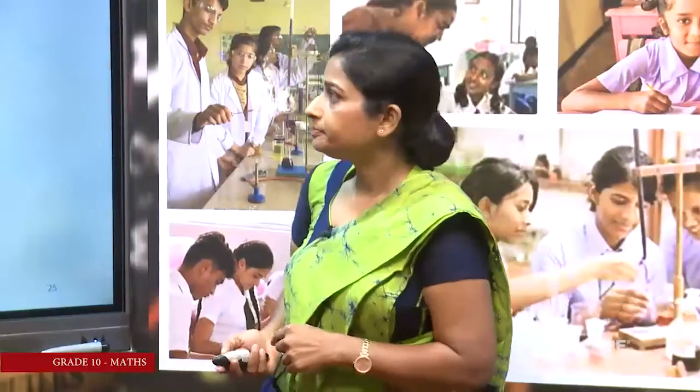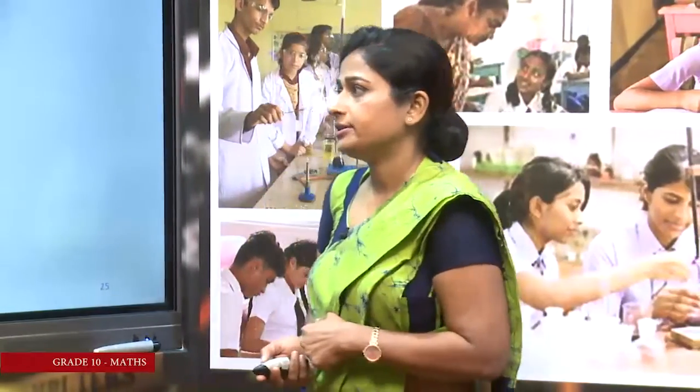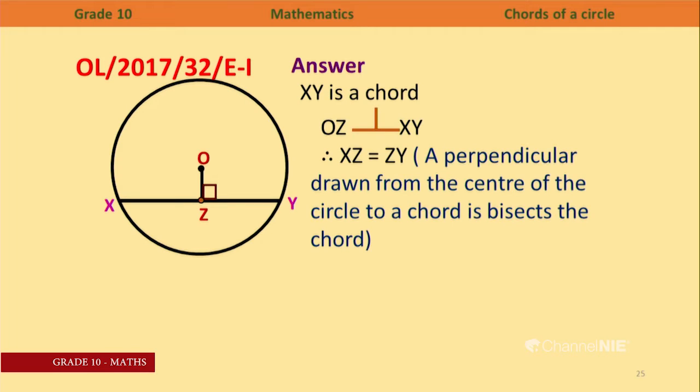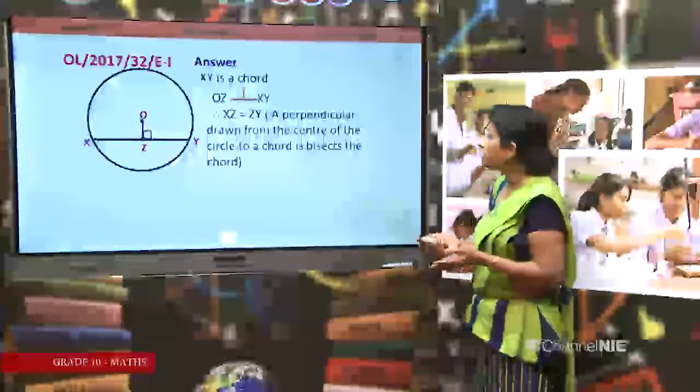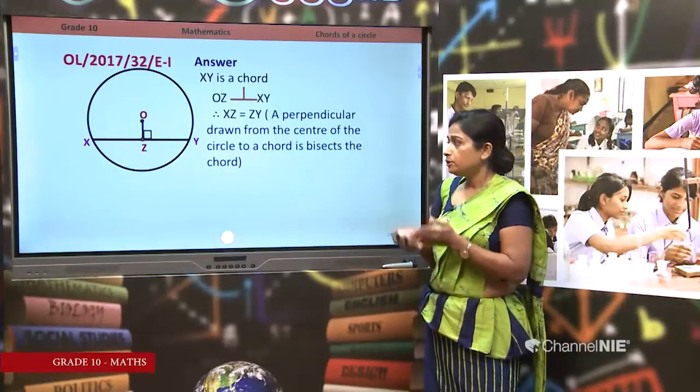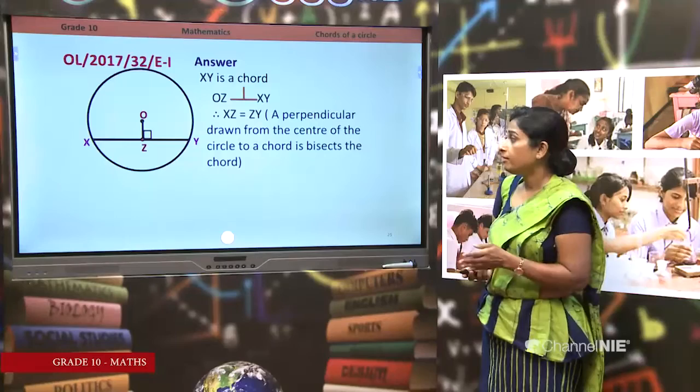Look at that. XY is a chord. XY is the chord that was given. And what else do you have? You know OZ is perpendicular to XY. That is also given. OZ is perpendicular to XY. Because of that we can say XZ is equal to ZY. Why? A perpendicular drawn from the center of the circle to a chord bisects the chord. So, using that you can make a relationship.